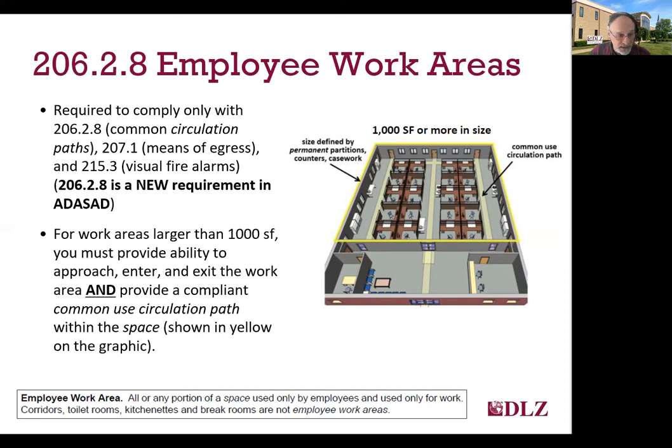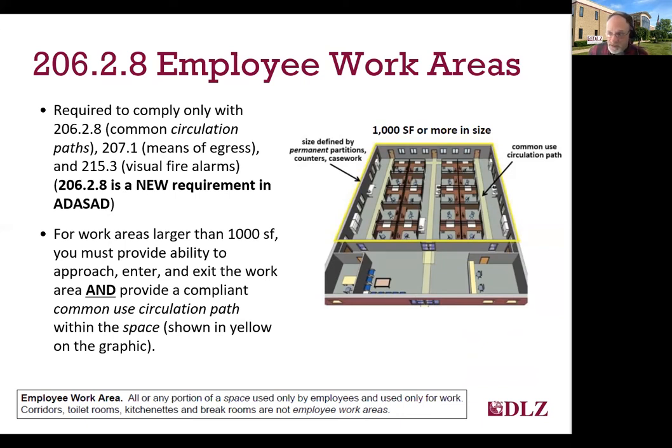So on the bottom of the slide, you can see the entrance with a yellow path to the door, the clear space at the door. And then inside of that workspace, you have yellow areas that are common circulation paths that lead to all the different cubicles and other exit or entry doors to that same 1,000 square foot or larger workspace.